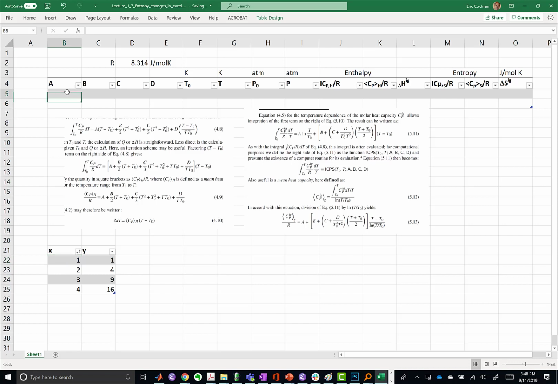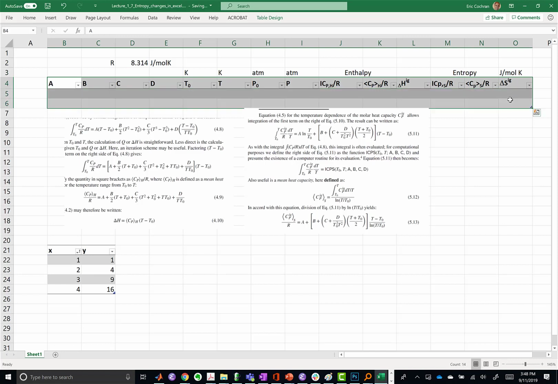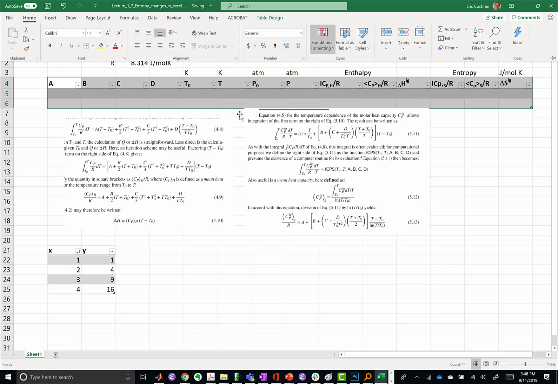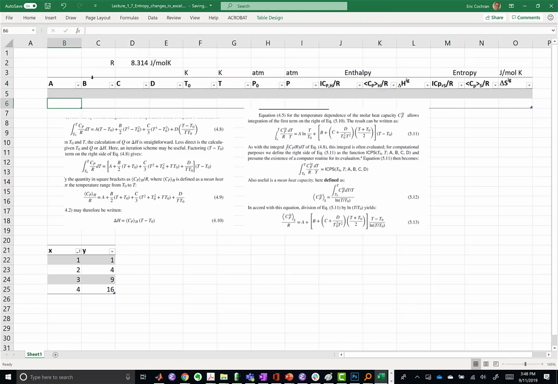All right, so that's how I set up this table up here. I started with the column headers, played around with the formatting so everything looked nice. I selected this region, and then Home, Format as Table to get the nice drop-down boxes. To get to final results, I need the ideal gas constant. So I put that as a parameter up here at the top.